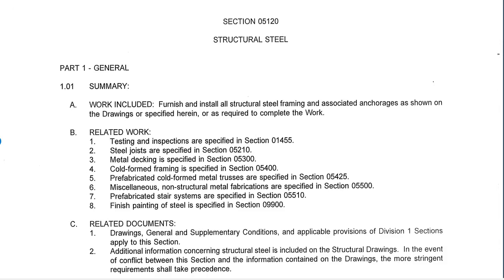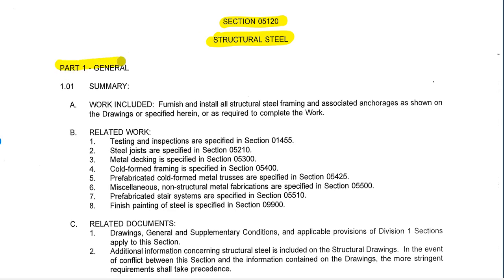I'm going to walk you through a set of structural steel specifications. You can see right up at the top here that structural steel is in Division 5, so 5120 is the typical number. And we're looking at structural steel here. Specifications are usually divided into three parts using a standard.